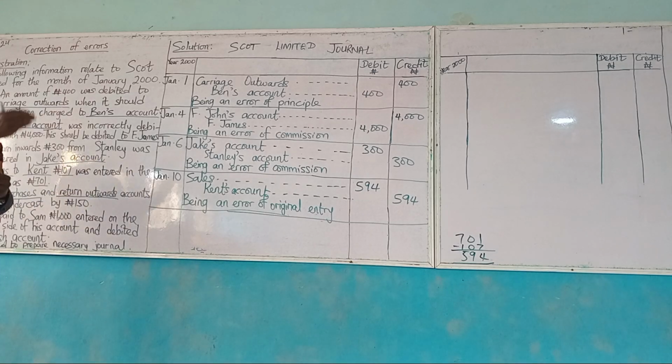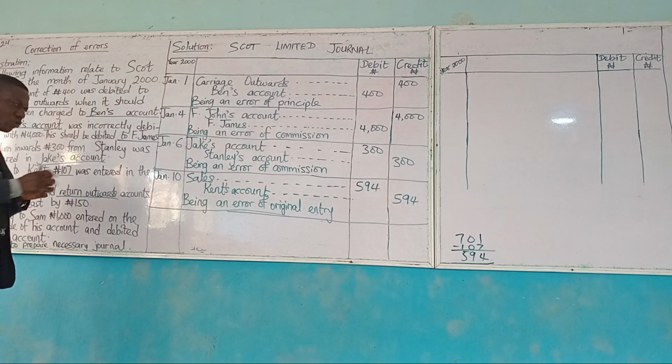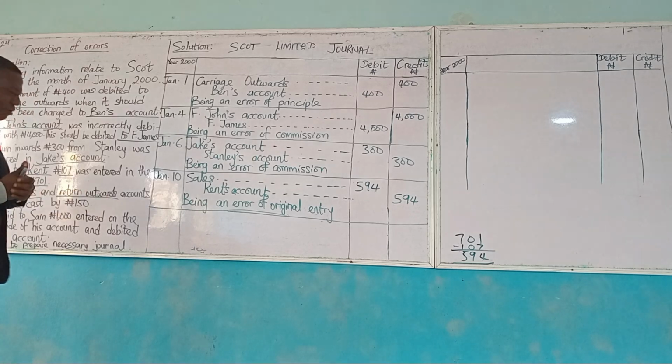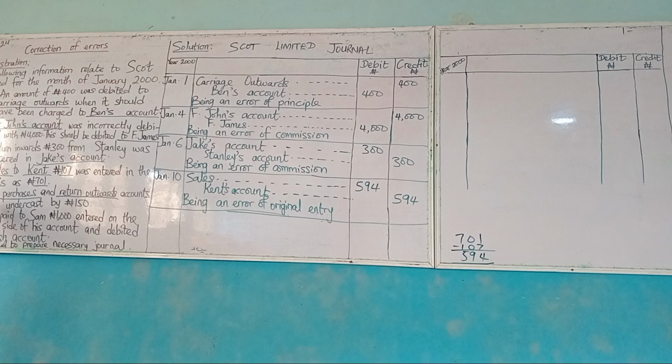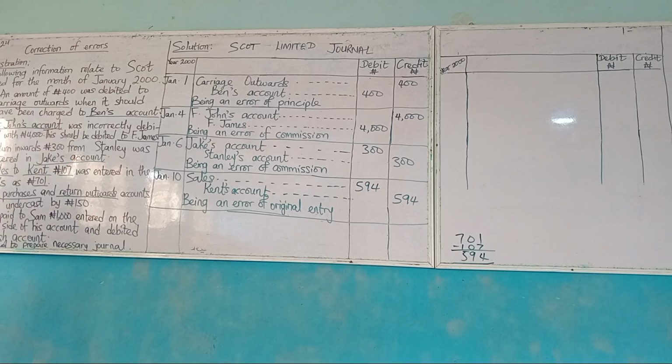And return outwards is an account that used to give out credit. For giving out, this account used to have a credit balance. That is, most of the items used to be at the credit side, so they're supposed to have a credit balance. Now, this error says both purchases and return outwards accounts were undercast by 150. This is a compensating error. So the two accounts must be compensated, because they were shortchanged by 150.